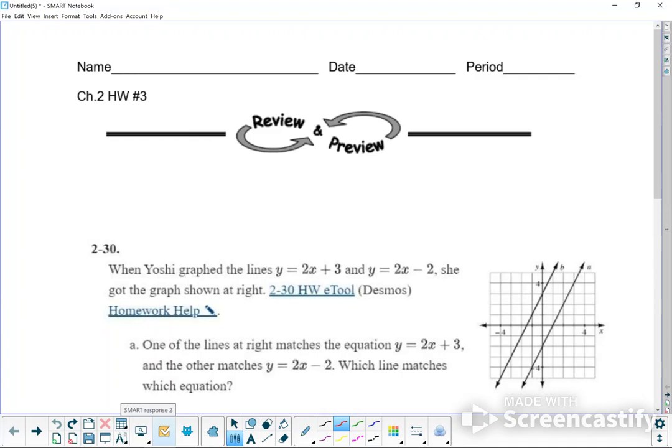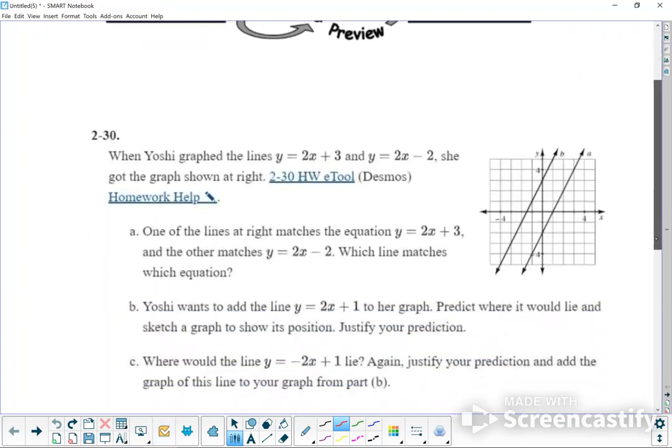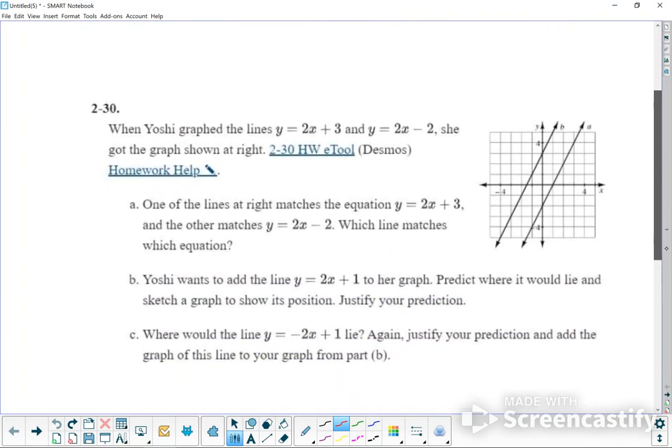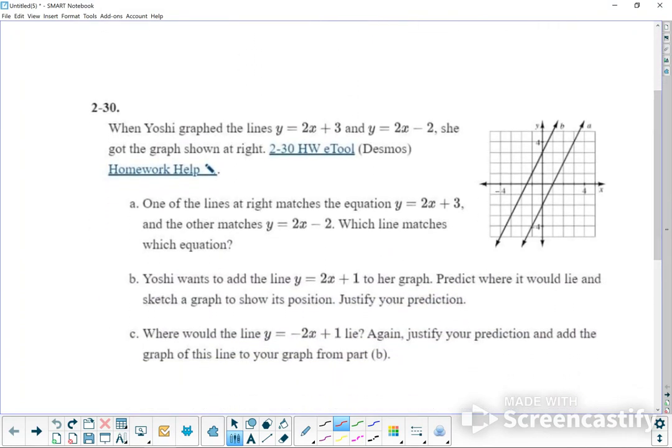Okay, let's do this. This is homework number 3 for chapter 2. Yoshi graphed 2 lines. Here, I'll put this one in red. Y equals 2x plus 3 and y equals 2x minus 2. She got the graph at the right. Okay, those two right there.